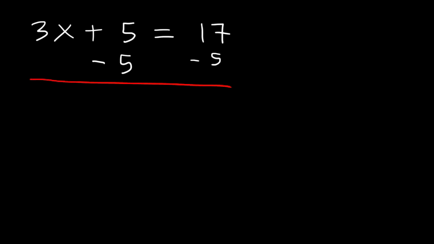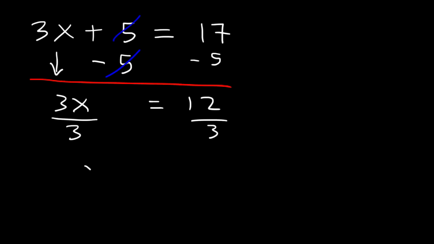5 and negative 5, those two will cancel. So what we have left over on the left side of the equal sign is 3x. 17 minus 5 is 12. Now all we need to do is separate the 3 from the x. The opposite of multiplication is division. So we need to divide both sides by 3. So x is 12 divided by 3, which is 4. And this is the answer.